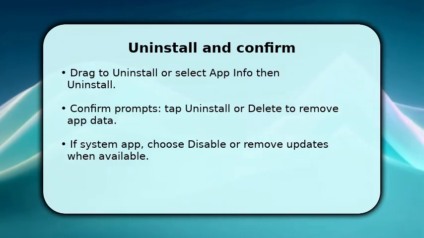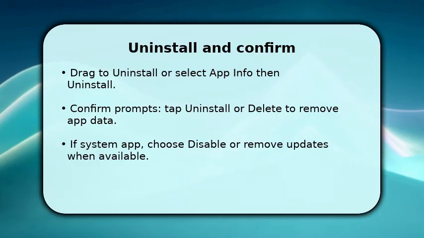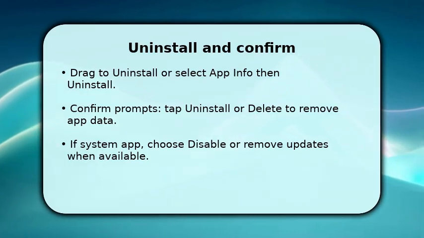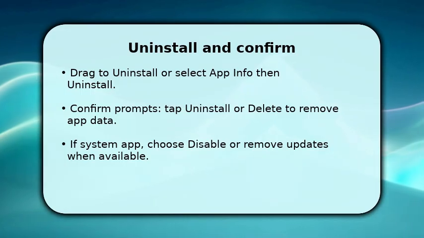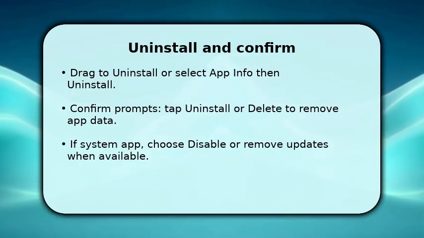For pre-installed system apps, you may only see disable or remove updates. Choose disable to stop the app and reclaim some space. After confirmation, wait for the progress to finish. This step ensures app components and cache data are cleaned from your device.